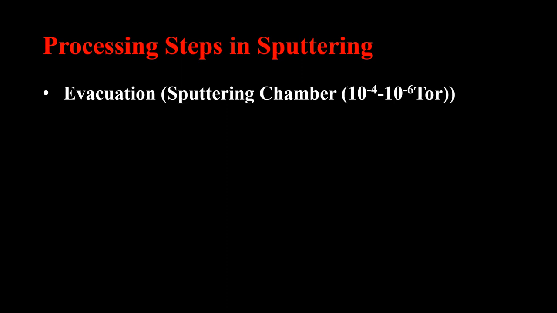So the key processing step of the sputtering process is evacuation of the chamber, and the chamber in this process is basically evacuated in the range of 10 to the power minus 4 to 10 to the power minus 6 torr.